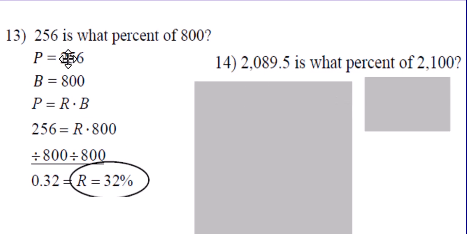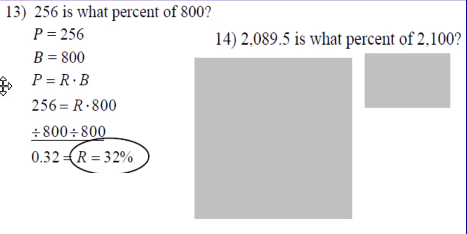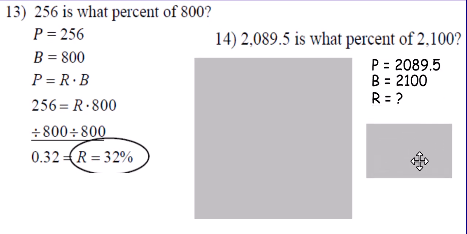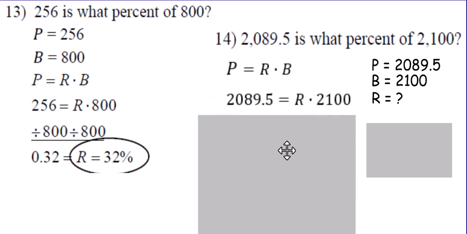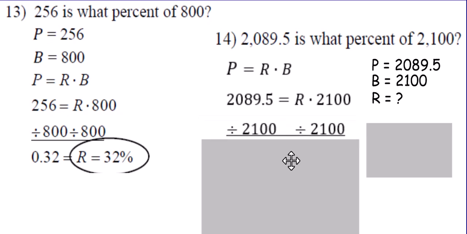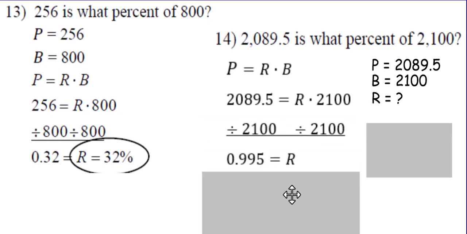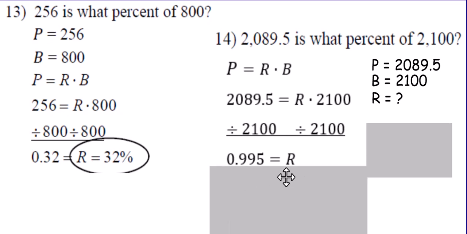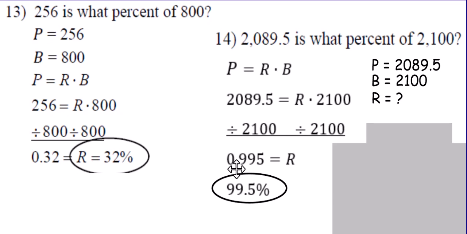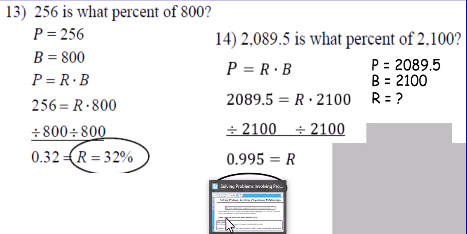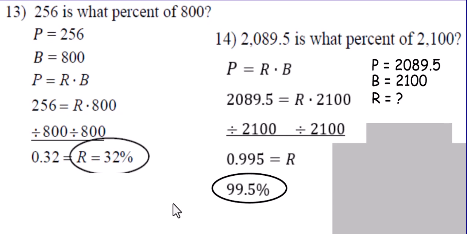All right, so number 14, 2089.5 is what percent of 2100? So the part is 2089.5, the base is 2100, and R is the thing we do not know. So if we have P equals R times B, that is going to be 2089.5 equals R times 2100. Divide both sides by 2100 to get that R equals 0.995. Now, we do want to write that as a percent. So when we do that, move that decimal point to the right 2 places. You can see that down below. That will be 99.5%, which makes sense because 2089.5 and 2100 are really close together.